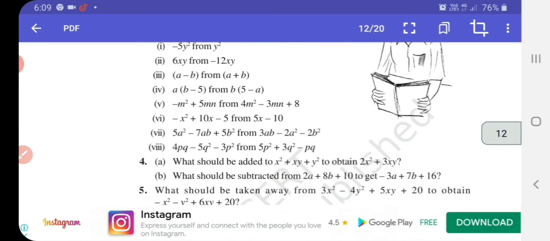I will do some more for you. Suppose subtract 5a square minus 7ab plus 5b square from 3ab minus 2a square minus 2b square. Okay, let's write the question. Our question is 5a square minus 7ab plus 5b square.